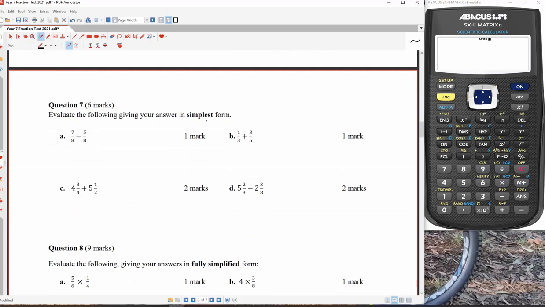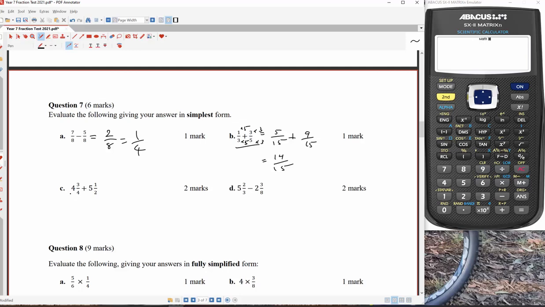Okay, evaluate the following, giving your answer in simplest form. So this one here, 7 parts out of 8, remove 5 parts out of 8 is 2 parts out of 8, which is 1 part out of 4, or a quarter. This one here is going to be times by 5, times by 3, times by 3, times by 5 to make fractions of equal parts. So that's going to be 5 on 15 plus 9 on 15, which is 14 on 15. So again, what the target will be with that one is to make them fractions of equal parts. Alright, now this problem here, you could convert these both to improper fractions, but should we do that?